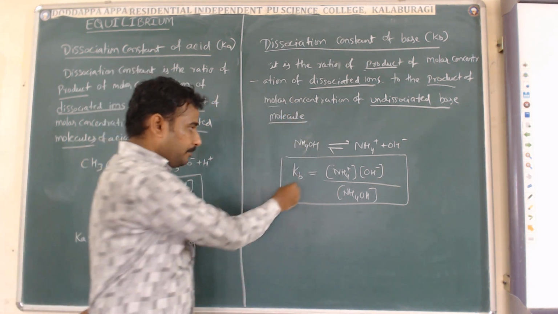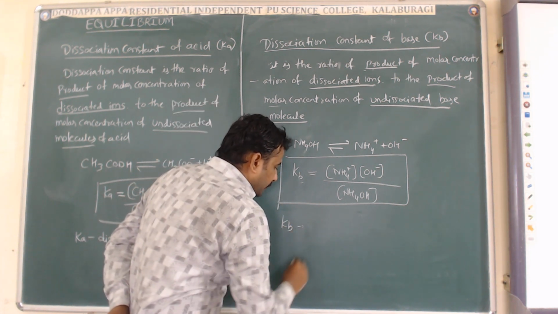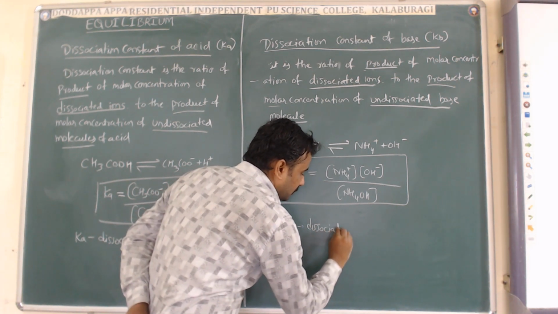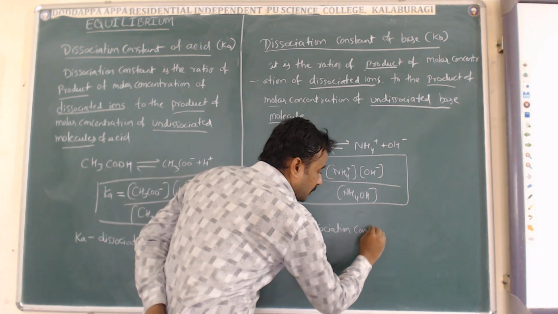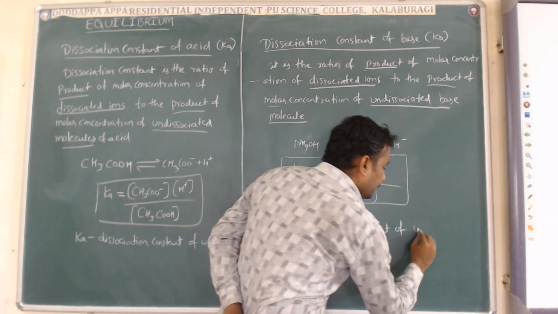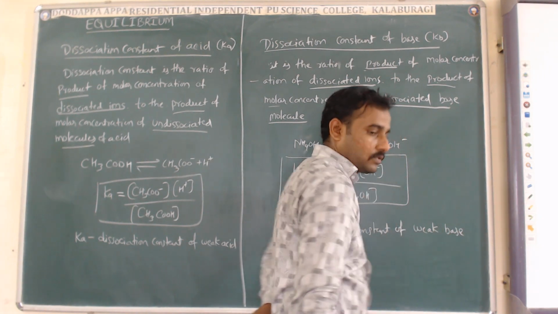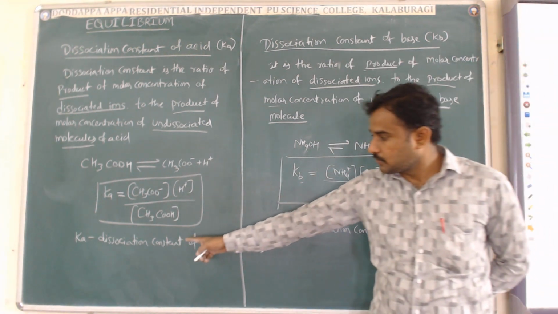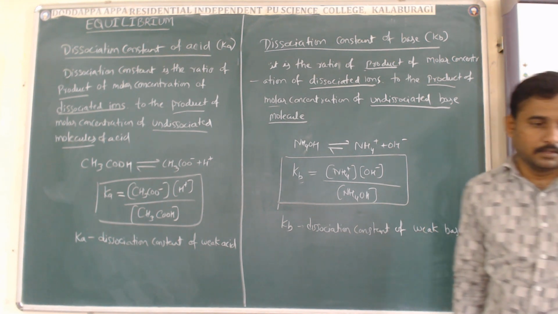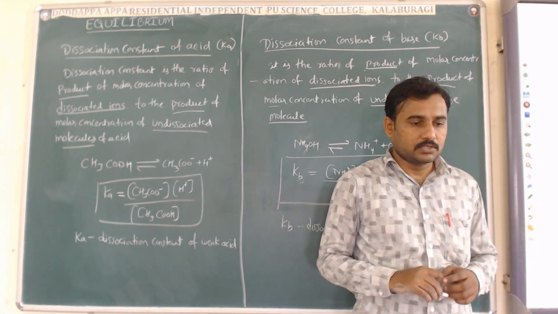What does this Kb represent? Kb is the dissociation constant of weak base. This is the dissociation constant of weak acid, and this is the dissociation constant of weak base. So these are the dissociation constant of an acid and the dissociation constant of a base.